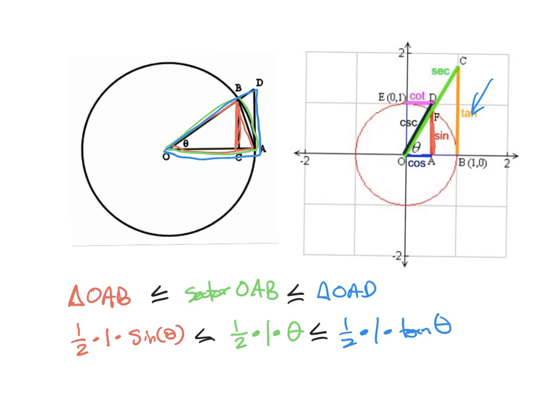And so if we clean this up a little bit, we get this inequality. 1/2 sine theta is less than or equal to theta over 2.